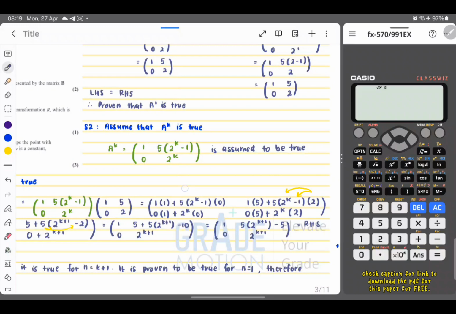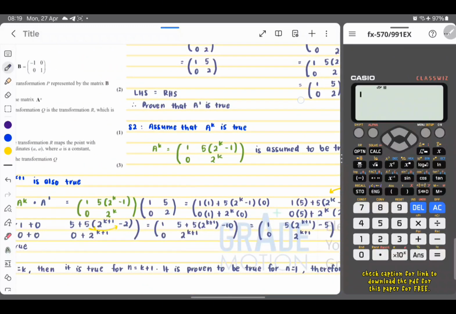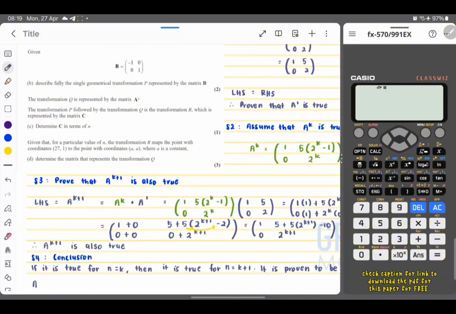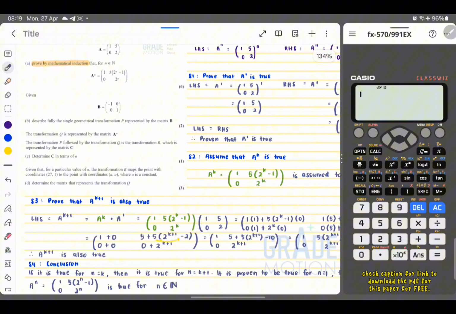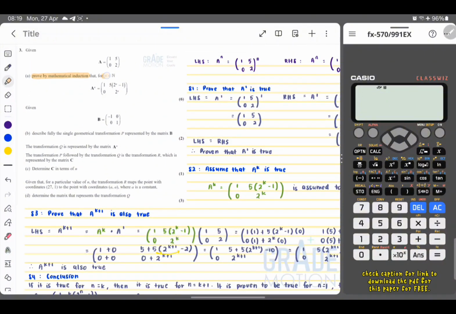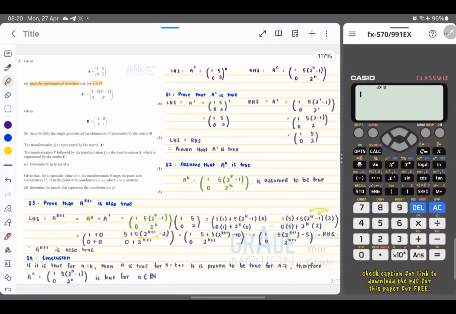we will copy back the statement from our right hand side. Therefore, A to the power of n equals 1, 0, 5, open bracket, 2 to the power of n minus 1, 2 to the power of n is true for n of natural integers. How to know which element we should choose? Just refer back to our question. That's it. We are done with question 3 part A.